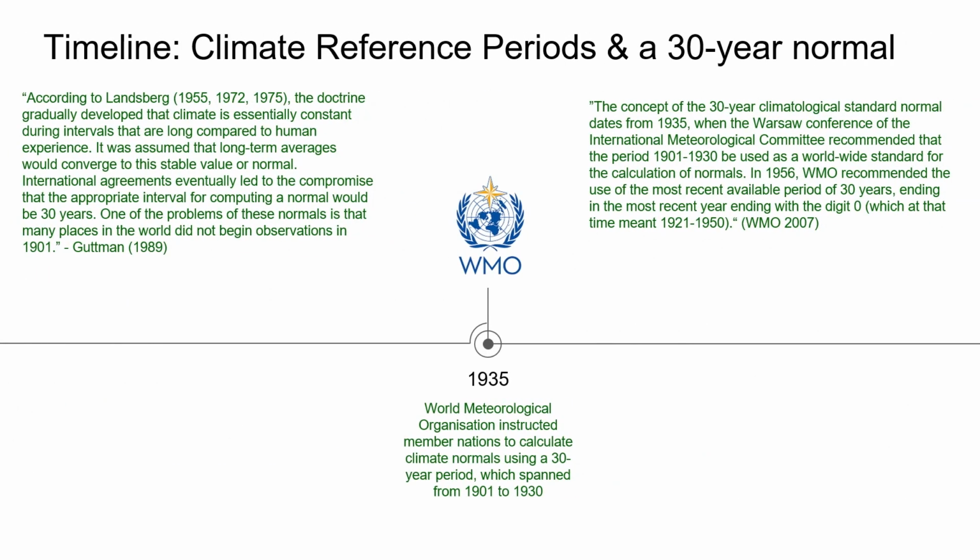In 1935, the WMO instructed member nations that these normals should be 30 years in length and include the years of 1901 to 1930. Gutman 1989 gives some background as to why 30 years was chosen and some of the issues that arose right away from this decision. In 1956, the WMO updated the reference period to establish the idea on regular updates every 10 years.